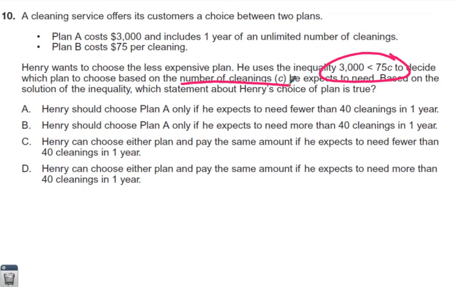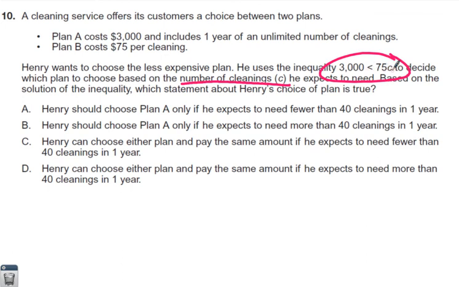If we solve this for C simply by dividing both sides by 75, well, first let's say this. All of this is about 1 year. So he could either spend $3,000 for 1 year and get however many cleanings he wants, or he could pay 75 times the number of cleanings. So we're going to see which one's larger: 75 times the number of cleanings or just $3,000 flat out. So that's why this is set up that way.